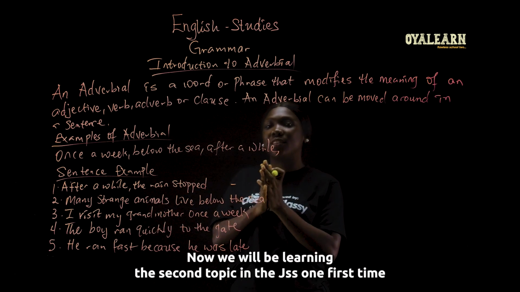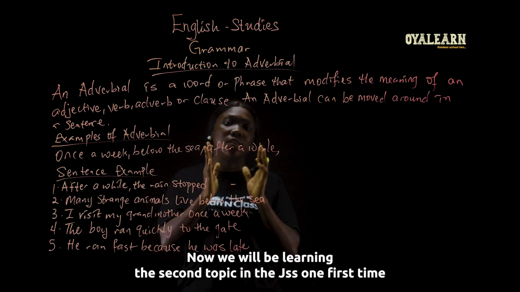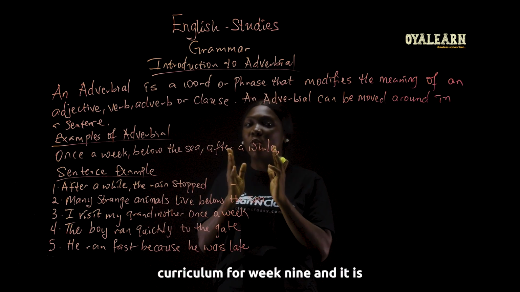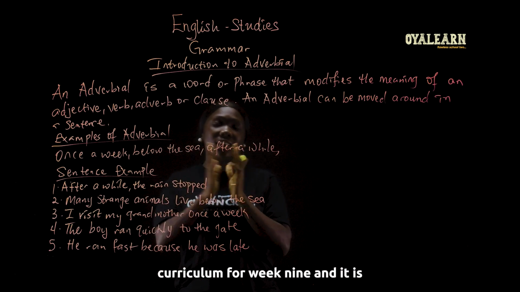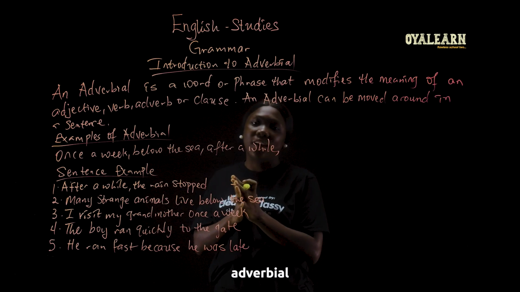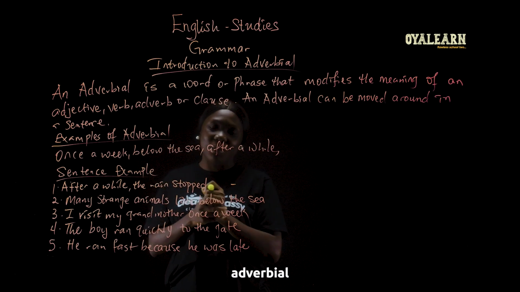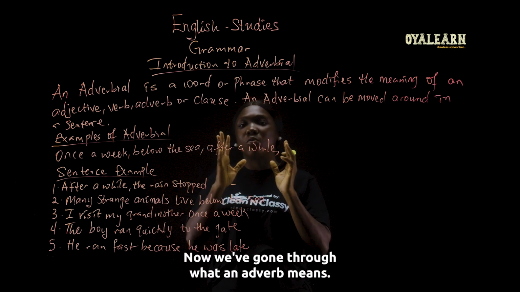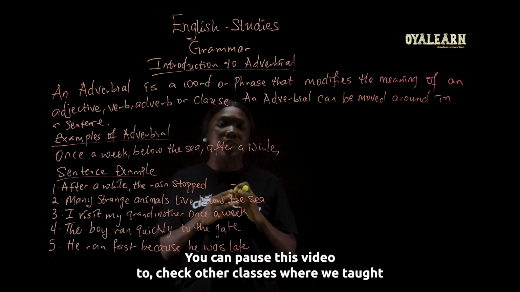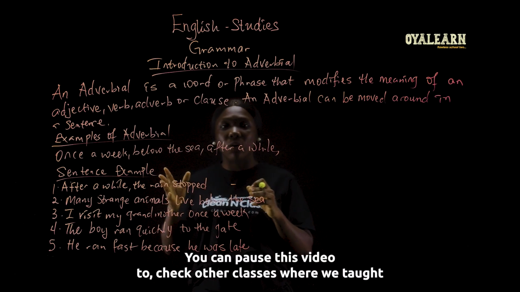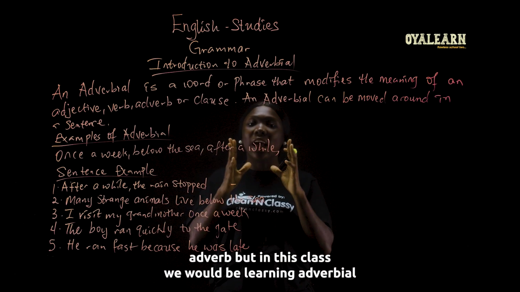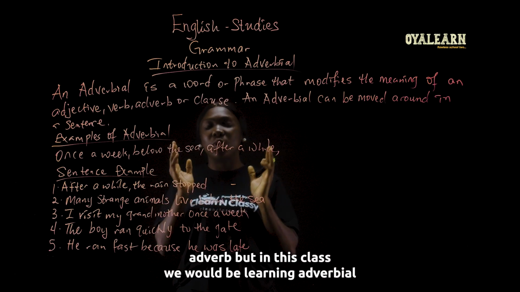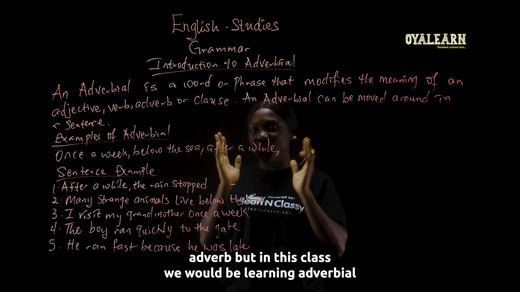Now we will be learning the second topic in the JSS 1 first term curriculum for week 9, and it is adverbial. Now we've gone through what an adverb means. You can pause this video to check other classes where we taught adverb. But in this class, we would be learning adverbial.